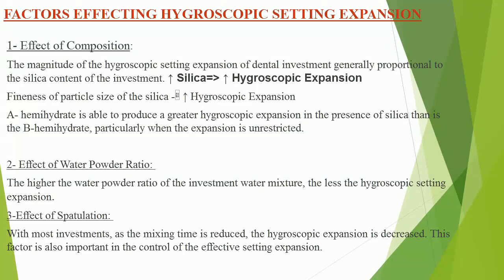Then the effect of the water powder ratio. The higher the water powder ratio, the less the hygroscopic expansion, which means that when there is more water and less powder in the initial composition, there is less expansion, because the expansion is due to the gypsum or the calcium sulfate hemihydrate crystals. Effect of spatulation: as the mixing time is reduced and the spatulation is increased, hygroscopic expansion is decreased. This is also an important factor to control the setting expansion. So these are the three effects so far that influence the hygroscopic expansion.